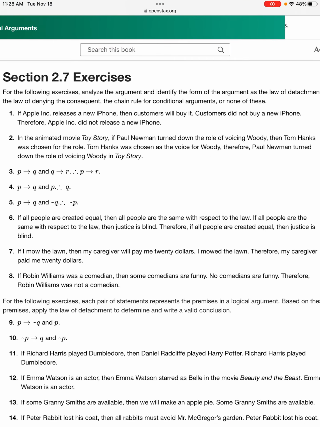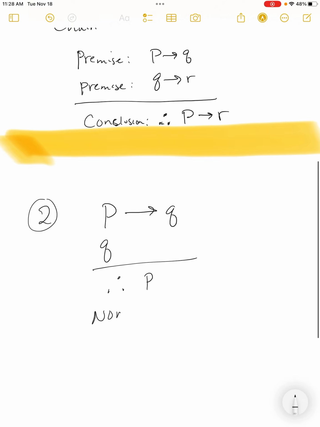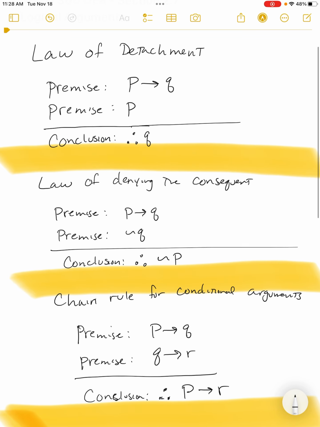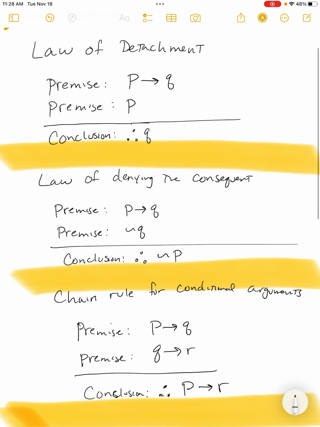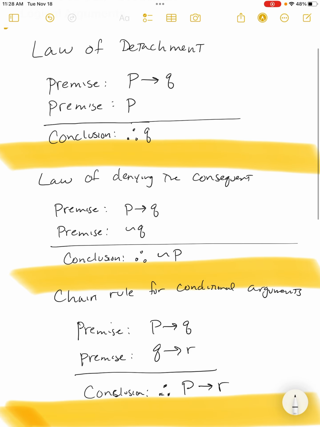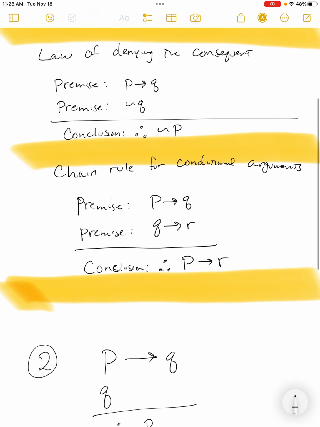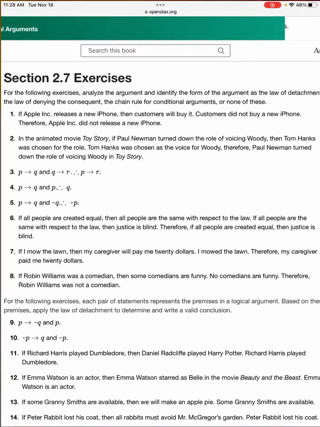Well, does that match any of ours? And let's make sure. As I look at the second one, Tom Hanks was chosen as the voice of Woody. Okay, that's just Q straight out. This is none of them. This is none of those because it doesn't match the first one, and it doesn't match the second one. It doesn't match the first one because it's not Paul Newman being talked about, and so it's not P again. And it doesn't match the second one because it's not saying that Woody did not get the role, right? So this is none of those arguments. So that's good that they would have put that in there.